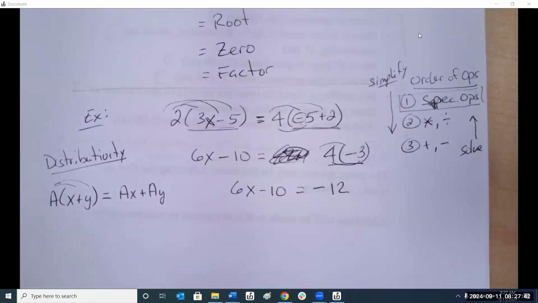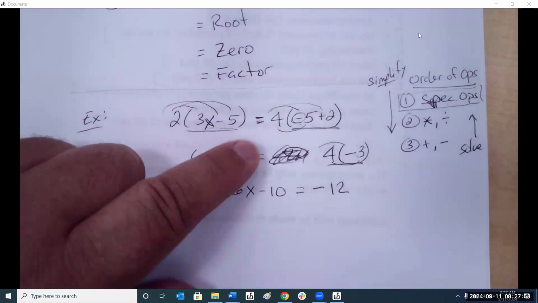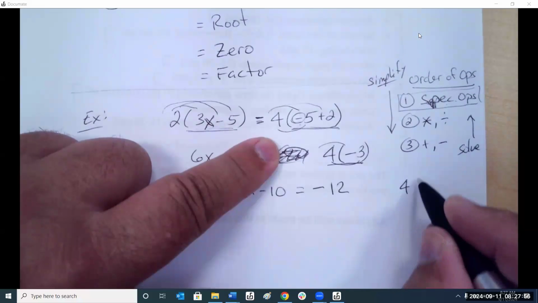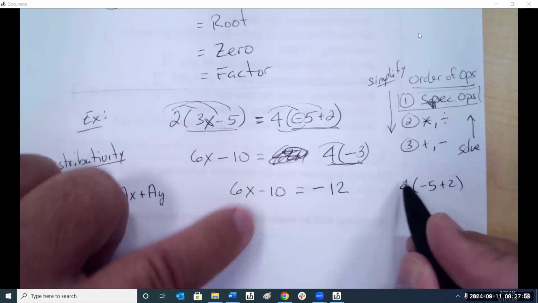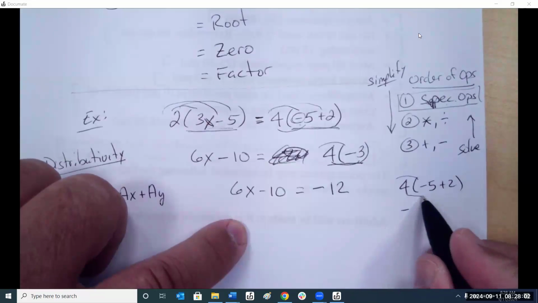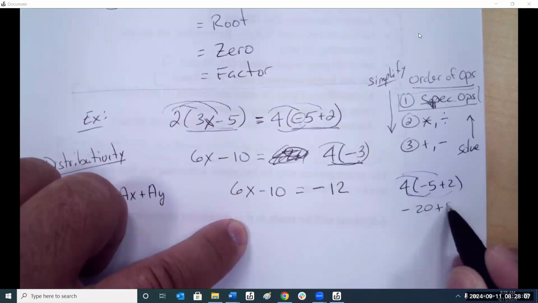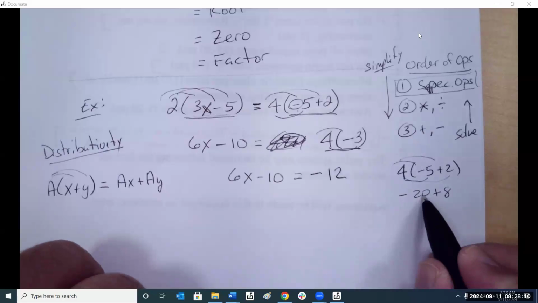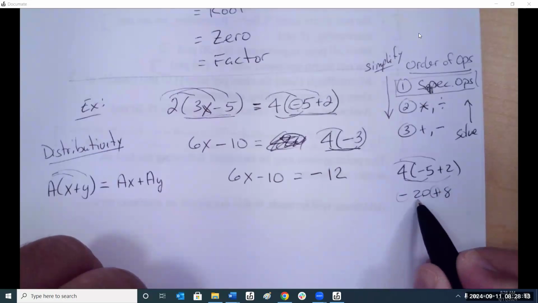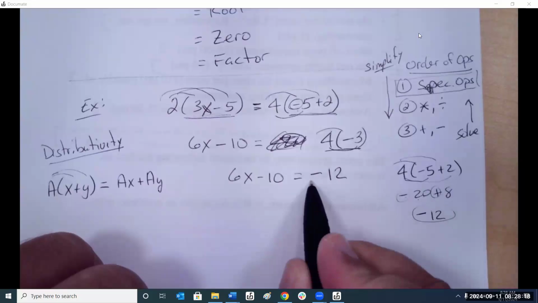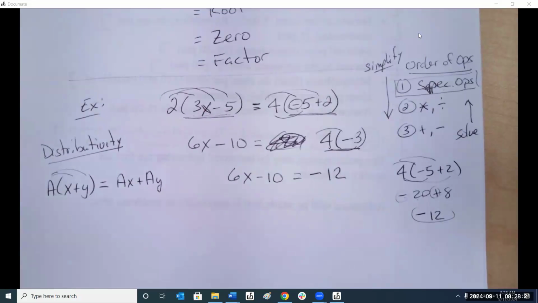Would we have gotten a different answer if we didn't do inside the parenthesis first? Good answer. Yes, it has to be. Let's see here. 4 times negative 5 plus 2. So positive times negative is negative. 4 times 5 is 20. Positive, positive, positive. 4 times 2 is 8. There's opposite signs. So I take the sign of the larger number. It's negative. So I subtract them. 20 minus 8 is negative 12, which is the same thing we have. So it doesn't matter which way, it gets the same answer.